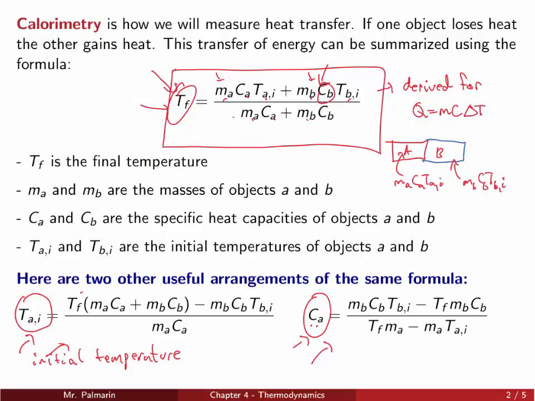Oh, and I'm just messing up here. This is what we've got to copy down: TF, MA, CA. We're replacing all the A's with Z's and all the B's with W's, basically.